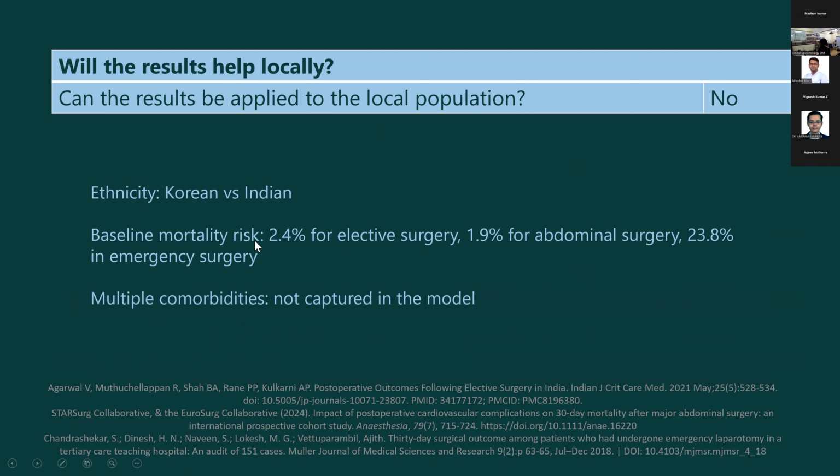And the baseline mortality risk which we saw was around 0.2 to 0.4, whereas based on the data from these three studies, there is 1.9% for a pure abdominal elective surgery, 2.4% for any elective surgery, and 23.8% for an emergency surgery. So our mortality risk is slightly higher compared to the Koreans. And the model reported multiple lab parameters, but what about the comorbidities? Was there heart disease or CKD at baseline? That has not been captured in the model.